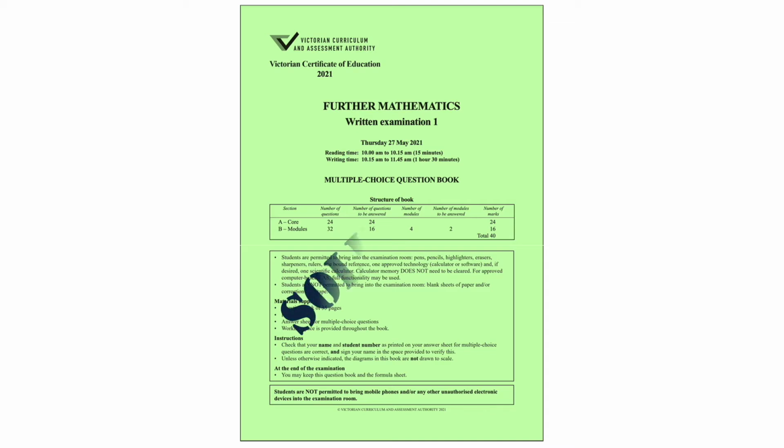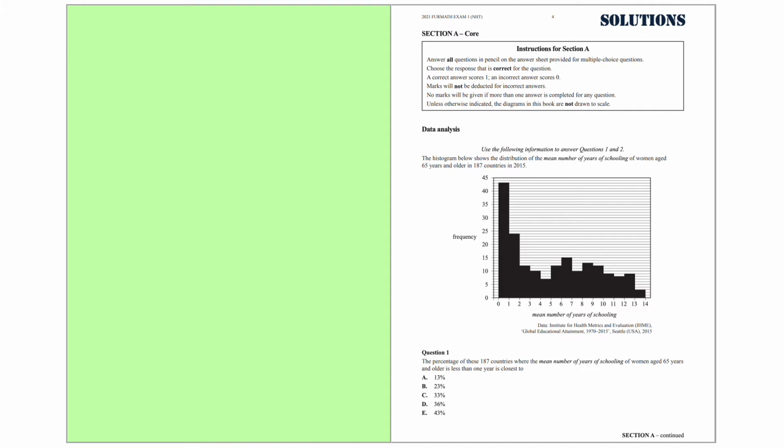Here are the solutions for the Further Mathematics Written Examination 1 for VCAA 2021 for the Northern Hemisphere. Section A, Core, Data Analysis. Use the following information to answer questions 1 and 2. The histogram below shows the distribution of the mean number of years of schooling of women aged 65 years and older in 187 countries in 2015.